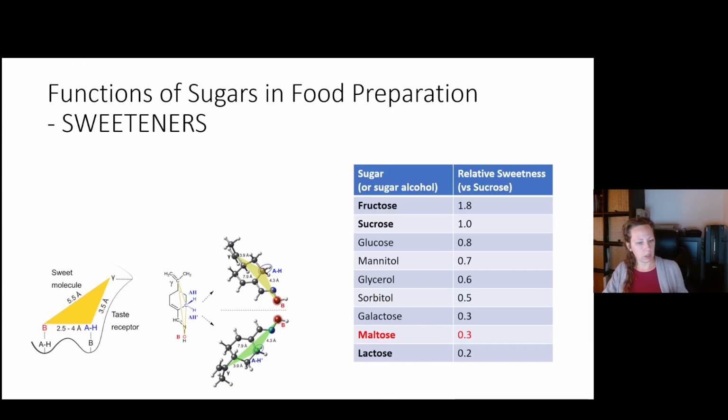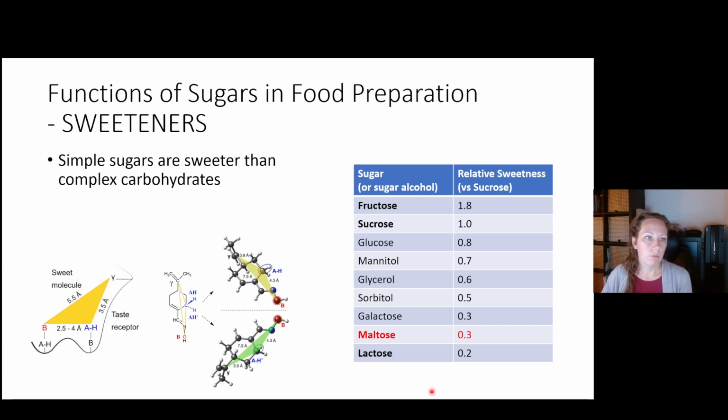So the first function of sugar in food preparation is the most obvious one, that sugars are sweeteners. In general, the more simple a sugar is, the sweeter it is. We haven't talked about complex carbohydrates, but complex carbohydrates are things like starch, and you've probably heard of starch before and know that it's not sweet, right? Like think about a potato. Potato is not sweet, and that is a more complex carbohydrate than all the simple sugars that we've talked about.